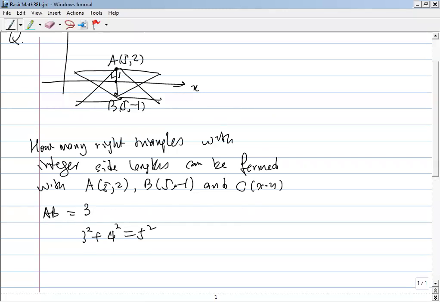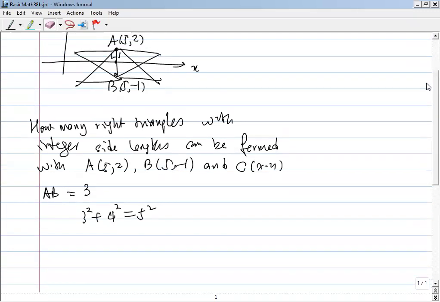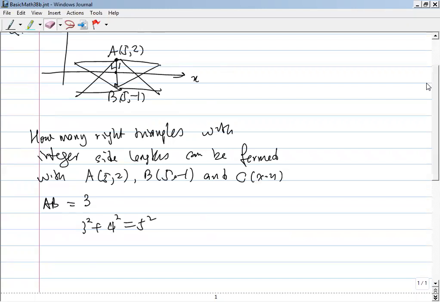Okay, so there are 4 right triangles satisfying these conditions. Among all the right triangles with integer side lengths, 3 is probably the smallest number. 3 is the smallest integer, so that's why you only have these special triangles. And then you look at this picture, there are 4 positions you can have, right?